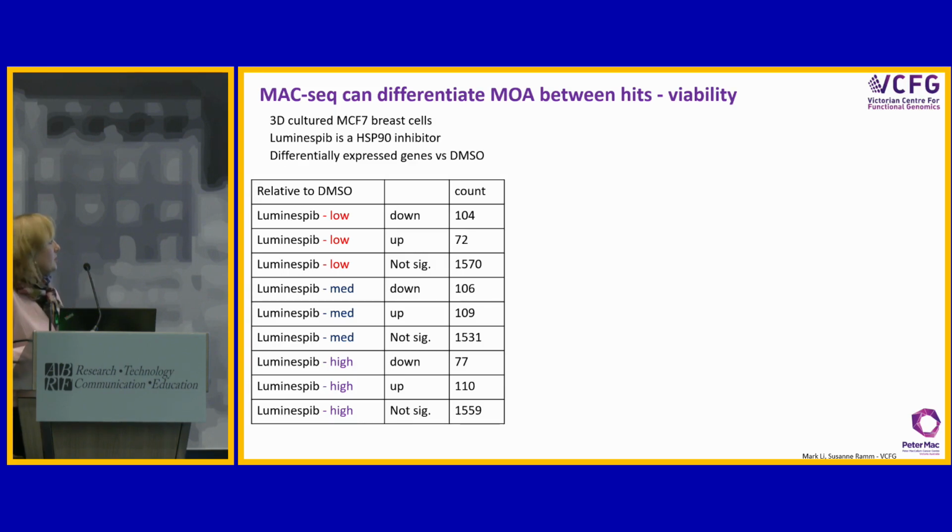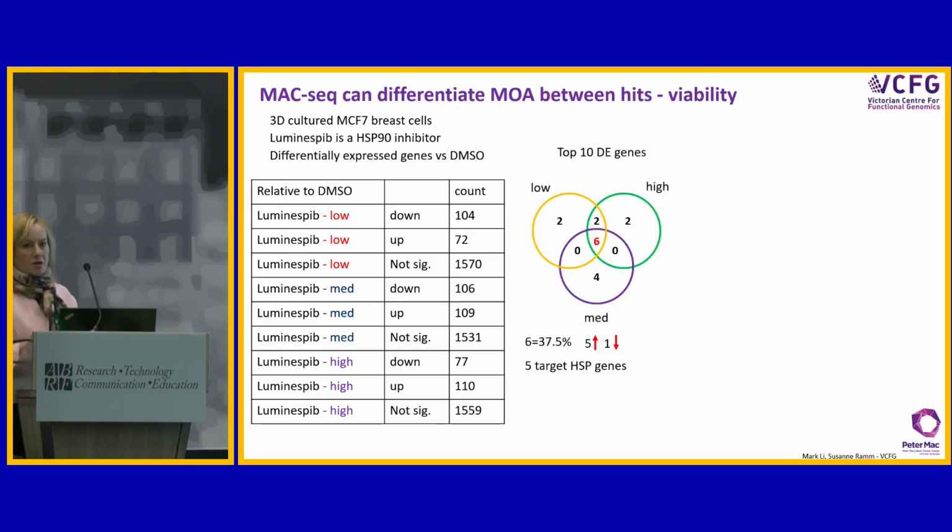in the 3D cells, and we picked up on this compound called luminespib, which is an HSP90 inhibitor. And for the low, medium and high doses, we got targets going up, targets going down, and of course no target change. So then when we looked at the top 10 differentially expressed genes in each one of those, you can see the low, medium, high. The overlap was 6, and of those, 5 of those were HSP target genes. So we thought this is looking good, the method may actually be working.